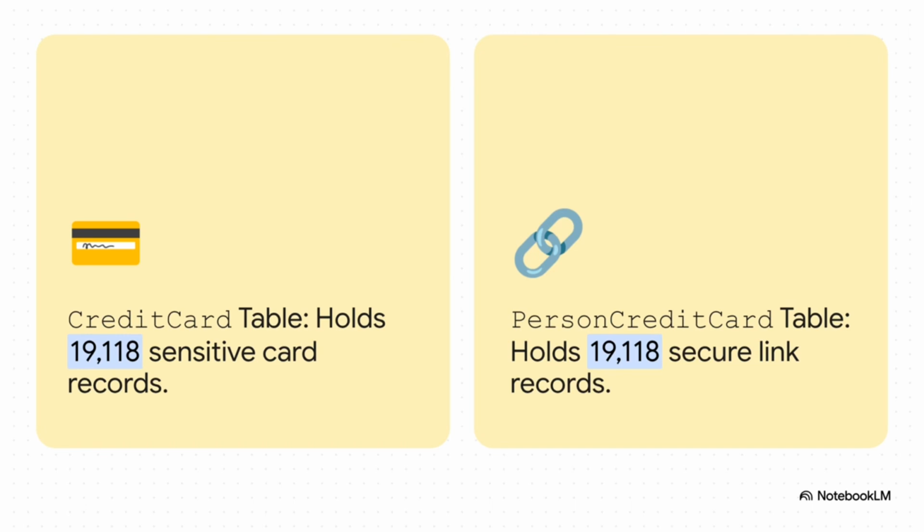Okay, now for our final clue, and this one is pretty clever. Remember that list of 19 tables? We have the credit card table, and we know it has 19,118 records. But there's another table, this one called Person Credit Card, and guess what? It also has exactly 19,118 records. Why? Why on earth would you have 2 different tables with the exact same number of entries?